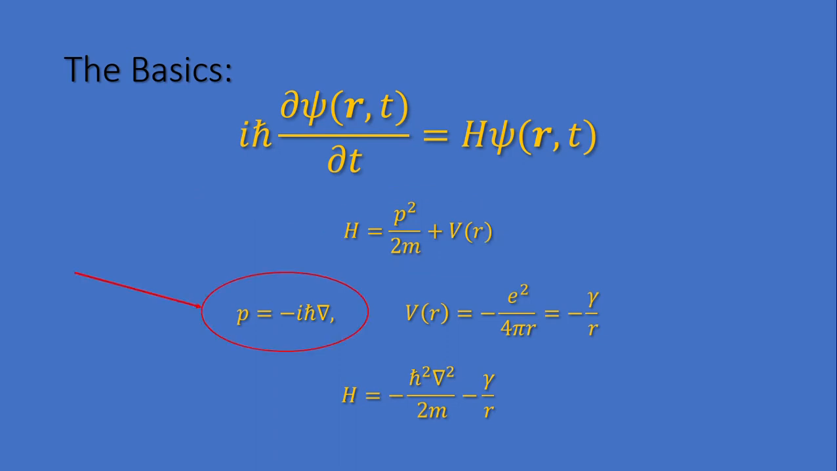Recall also from quantum mechanics that the linear momentum operator is defined in terms of the gradient. And the potential for our problem will be the electromagnetic Coulomb potential, which is given as an interaction between the proton and the electron separated by a distance r. When we put these two expressions into the Hamiltonian, we get the explicit expression for it in terms of the gradient squared, which is also known as the Laplacian. We'll say more about this later.